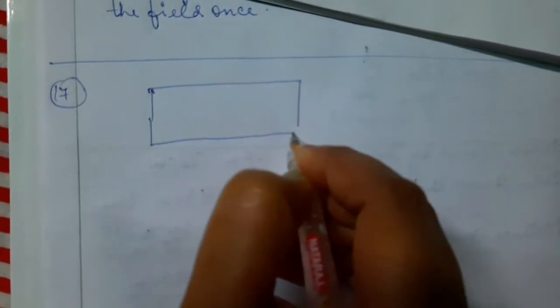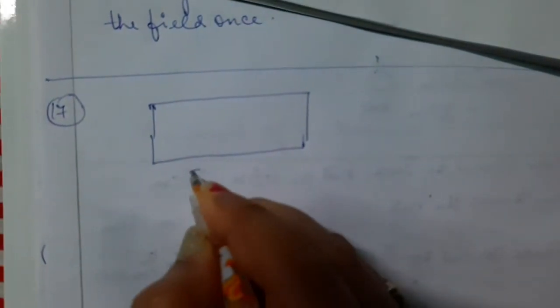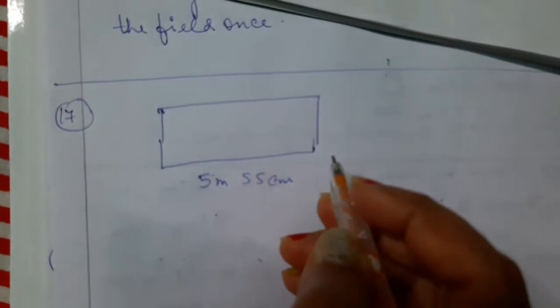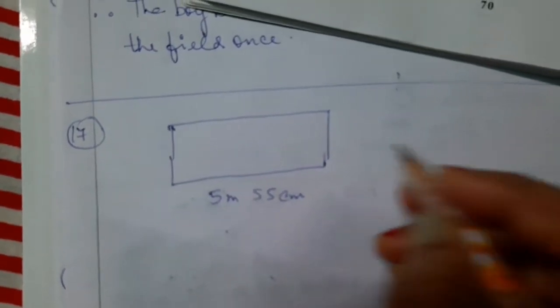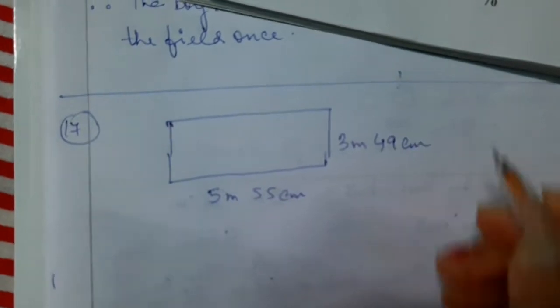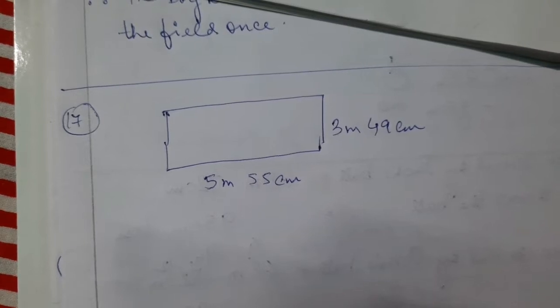Imagine that this is a kitchen garden. This is the length, so this will be 5 meter 55 centimeter. And the width will be 3 meter 49 centimeter. These are going to be the dimensions.